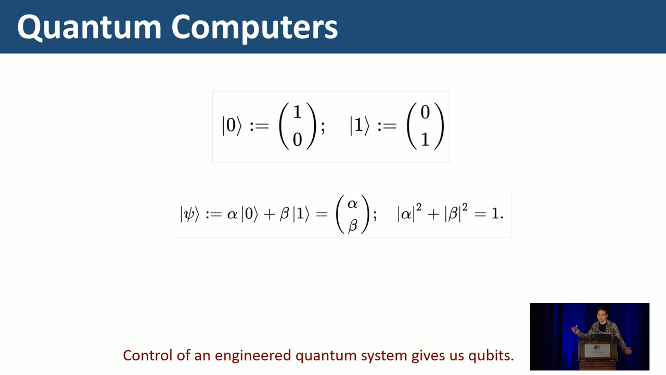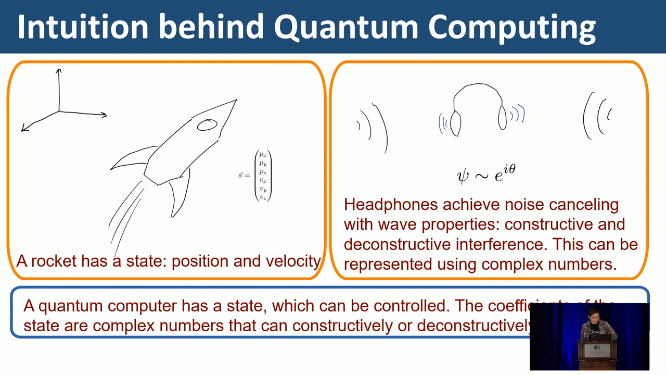So, a brief intuition, in case I confused people. I like to provide my own analogy. You can think of a quantum computer as a rocket flying in space. The rocket has a state, which is its position and velocity at any moment in time. This is how you know where it is and where it will be in the future. You can also think of noise canceling headphones, which are described by a complex number. Noise canceling headphones can cancel out noise by exploiting the properties of waves, constructive and destructive interference. So my analogy is to think of both of these at the same time, and that's what a quantum computer is.